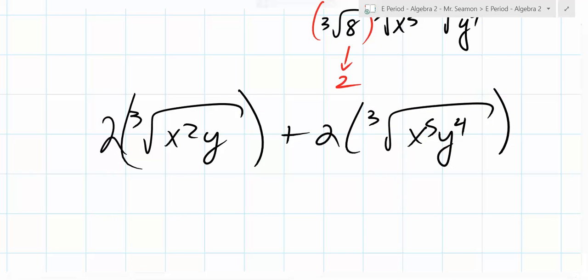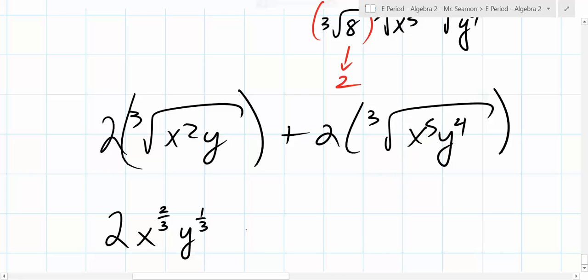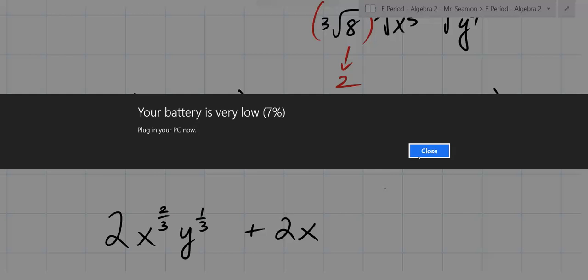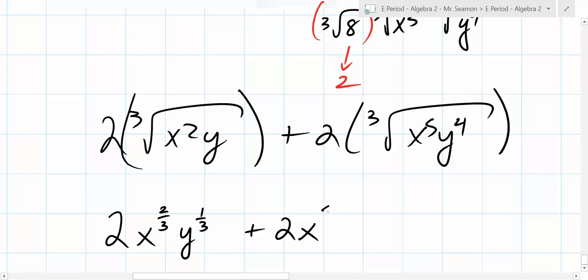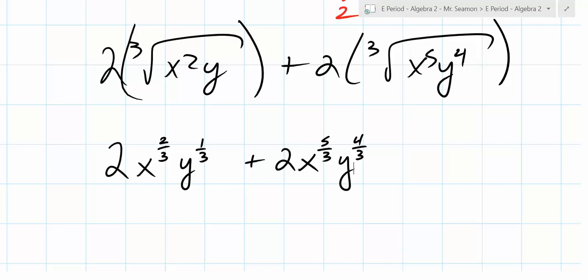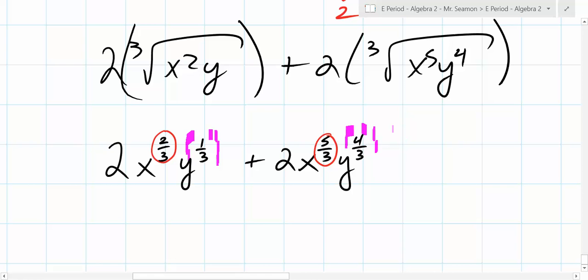So at this point, this is radical form with some exponents in there. Let's try just getting rid of all the radicals. If we did that, you'd end up with 2x to the what power? 2 over 3. And y to the 1 over 3 plus 2x to the what? 5 over 3, and y to the 4 over 3. Are we close? What's the problem here? 2/3 is not the same thing as 5/3. And another problem is 1/3 is not the same as 4/3. This one you have to pull out and break apart.